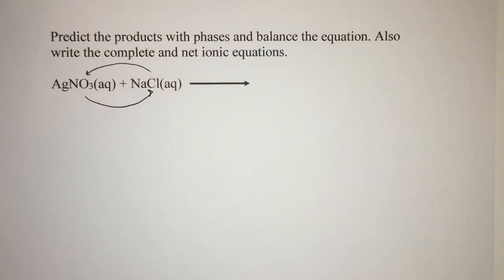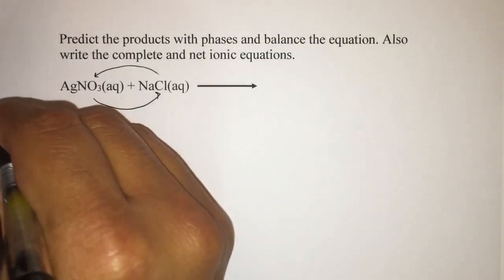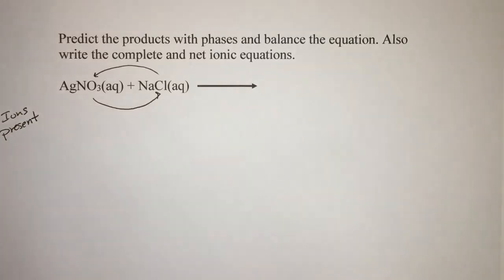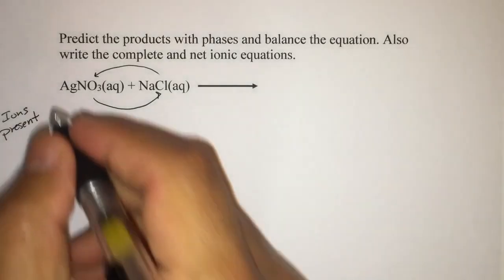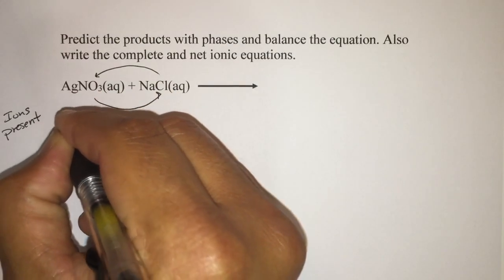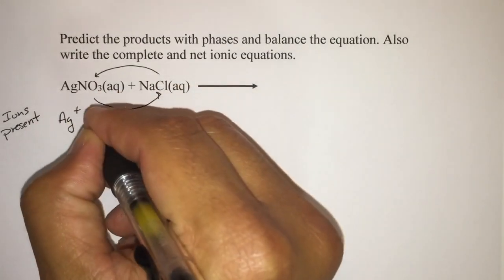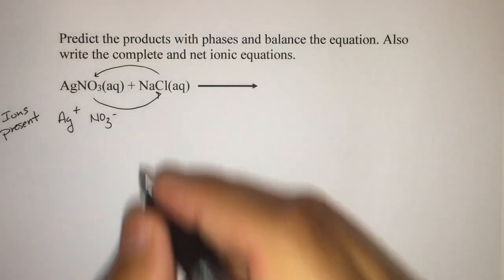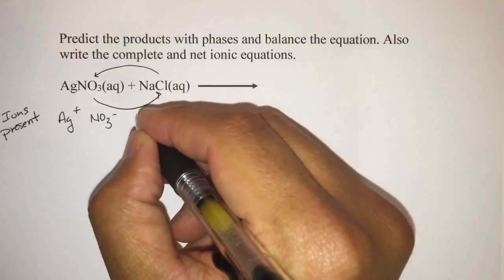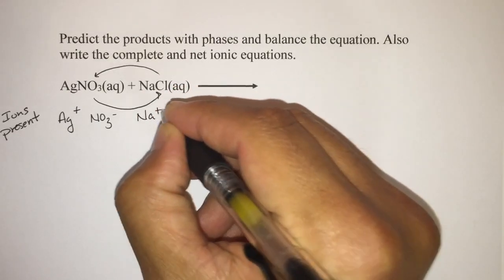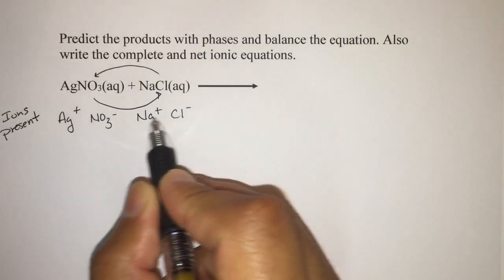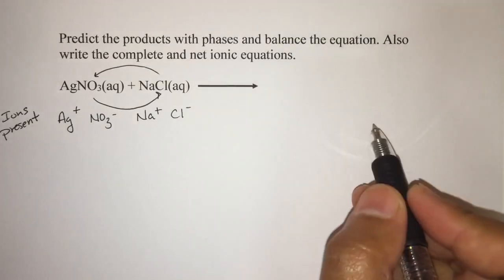And so the first thing we'll do is identify the ions present. The silver nitrate, remember, there are silver ions present and there are nitrate ions that are present. In the sodium chloride solution, there are sodium ions present and there are chloride ions that are present in solution. So let's swap those ions and write the products down.